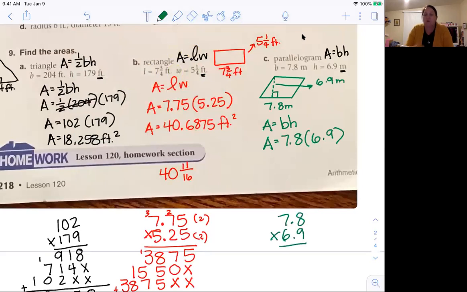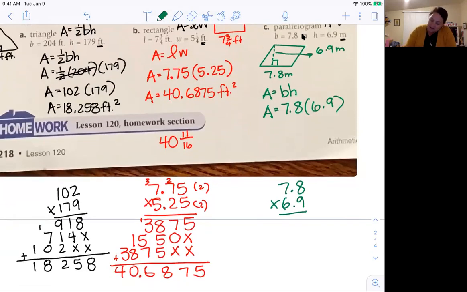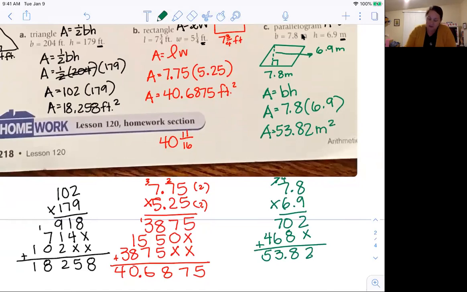Now, could you do 6.9 times 7.8? Yes, you can, because when you're multiplying, you can switch the order of the factors and it does not affect the outcome. So 9 times 7 is 63, and 7 is 70. 8 times 6 is 48. Carry my 4. 6 times 7 is 42, plus 4 is 46. Now add. And we get 53.82. Area equals 53.82 square meters. Awesome job.